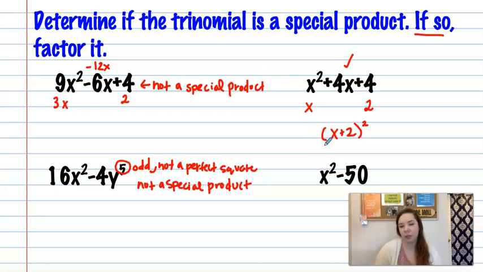And last one, I have difference between two squares again. X squared is a perfect square. 50 is not, though. The closest we could get is 49. 7 times 7 is 49. But 50 is not a perfect square. So, same reason. Not a perfect square, not a special product.